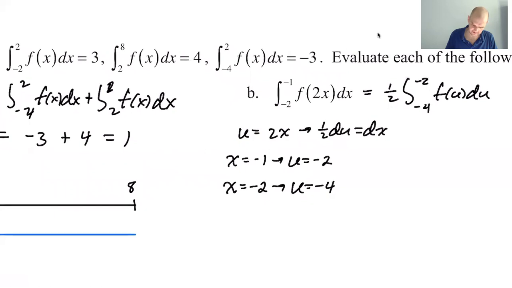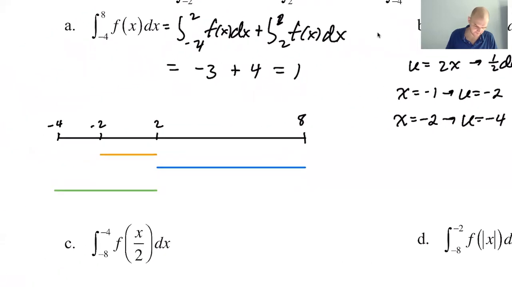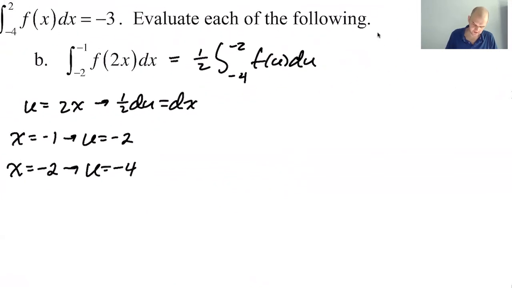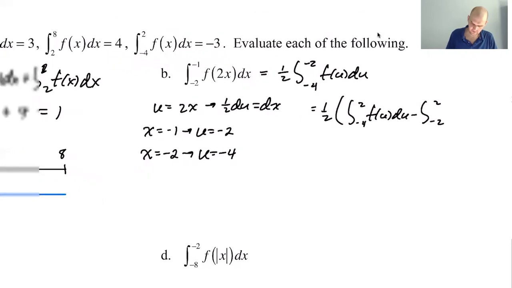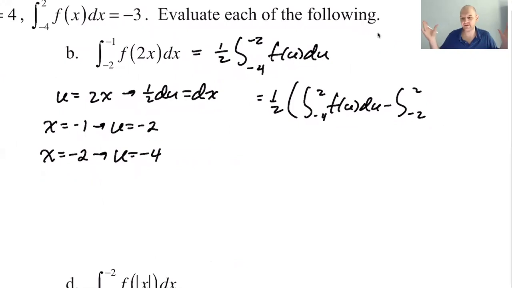Do we know that -4 to -2? Okay, so -4 to -2. I'm going to go -4 to 2 and then subtract -2 to 2. So this will be 1/2 times the integral from -4 to 2 of f of u du minus the integral from -2 to 2 of f of u du. What am I trying to do? -4. Oh yeah, okay, I got it. Maybe a little confused for a second there.